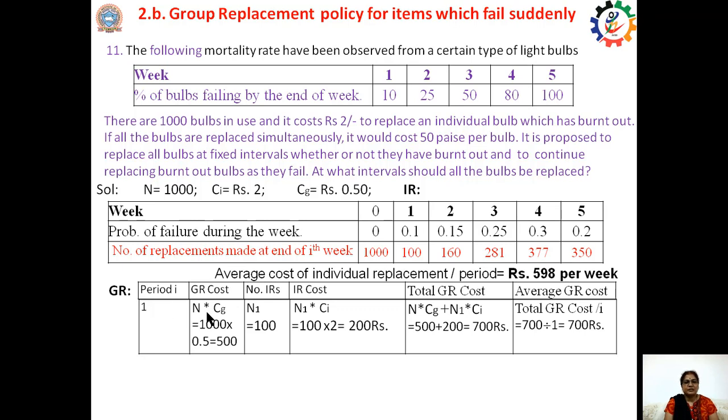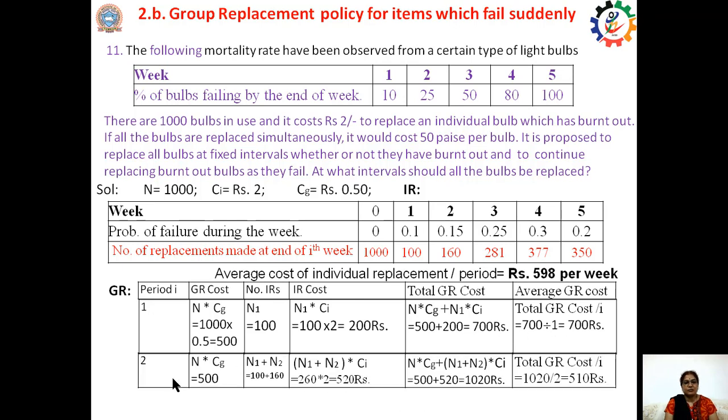First period, N into CG, this remains same for all the rows. N is 1000, CG is 0.5. This remains constant. So 1000 into 0.5, both remain constant for all kinds of problems. So 500. N1 you pick from this table, 100. N1 into CI, CI is 2. 2 into 100, 200. Now you add this 500 and 200. You divide this 700 by 1, you get this.